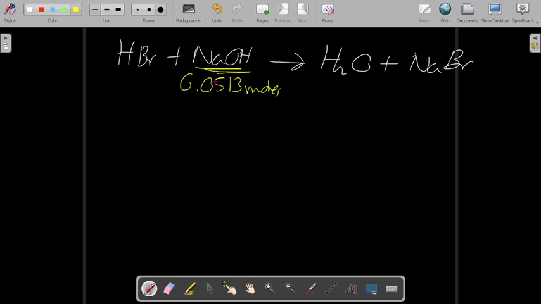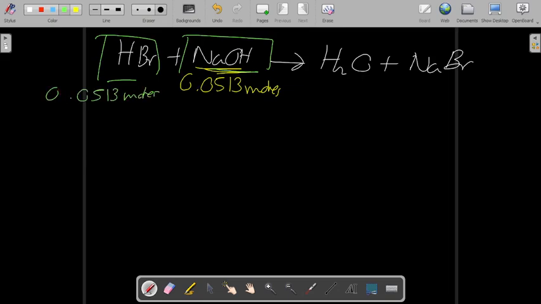Step number 3, calculate the number of moles for the acid or base whose concentration is unknown by doing stoichiometry. So what are we trying to relate? This and this. This is 1 to 1. 1 to 1 means I have the same amount of moles, 0.0513 moles. Okay, so that is done as well.